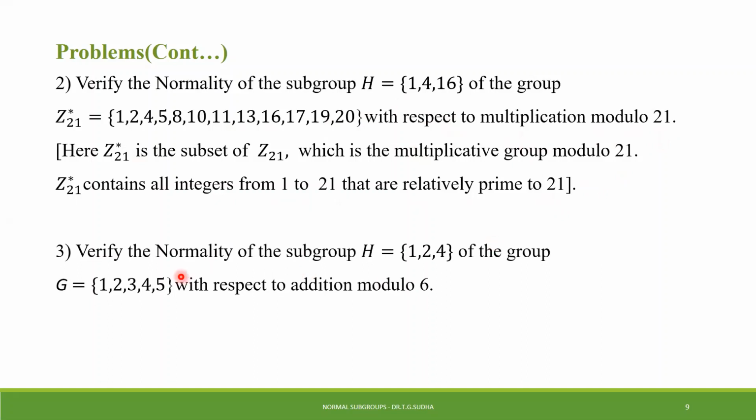The next problem is verify the normality of the subgroup H equal to 1, 2, 4 of the group G is equal to 1, 2, 3, 4, 5 with respect to the addition modulo 6. Once again in the program, we need to change the elements of H, elements of G and the binary operation to addition modulo 6 and execute and check whether the given subgroup is a normal subgroup of the given group G or not. Hope everybody could follow the maxima program to check whether the given subgroup is normal or not. Thank you.